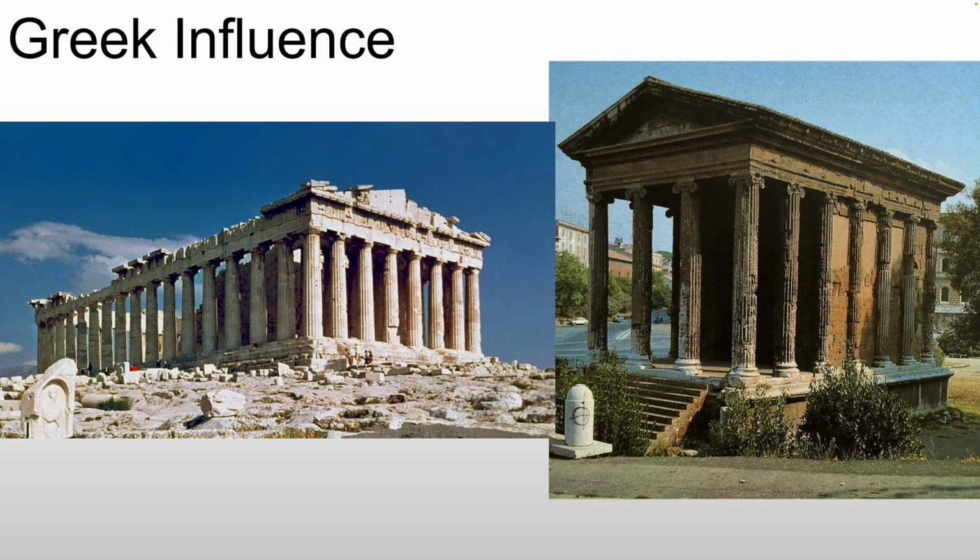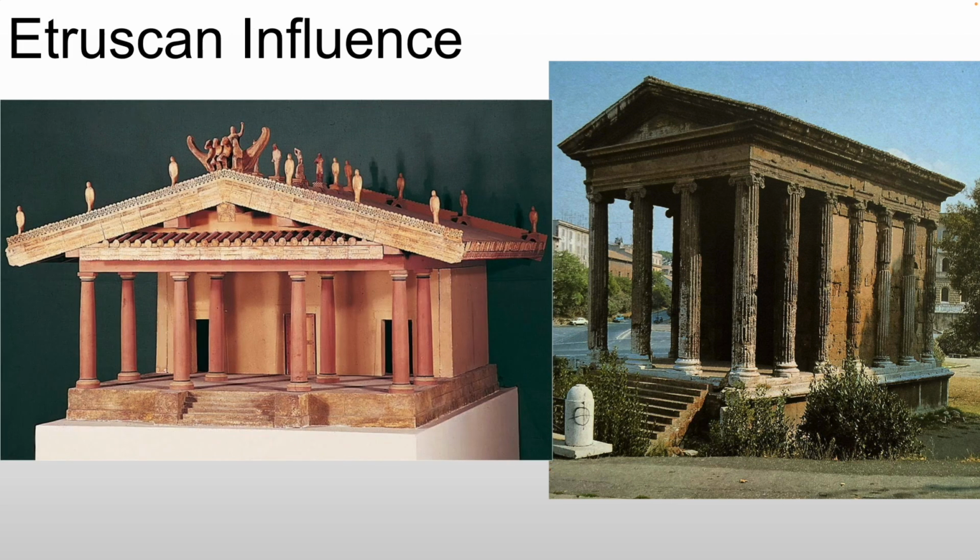And then what they will do is they will cover, oftentimes these temples, if they're not limestone, they're going to be concrete, but they will cover it with stucco, with plaster, and paint it to look like marble, or in some cases, they will actually cover it in thin pieces of marble to give it the impression of actually being a marble structure. From the Etruscans, we get that deep set front porch.